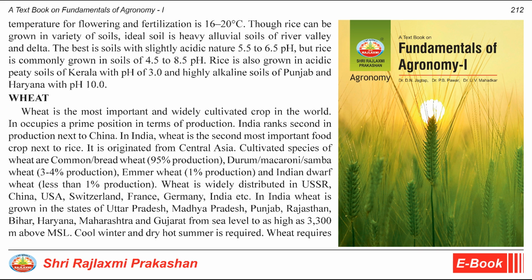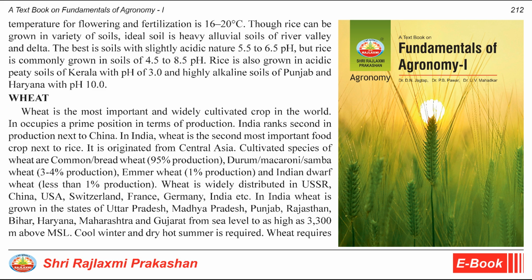Though rice can be grown in a variety of soils, the ideal soil is heavy alluvial soils of river valley and delta. The best is soils with slightly acidic nature, 5.5 to 6.5 pH, but rice is commonly grown in soils of 4.5 to 8.5 pH. Rice is also grown in acidic peaty soils of Kerala with pH of 3.0 and highly alkaline soils of Punjab and Haryana with pH 10.0.